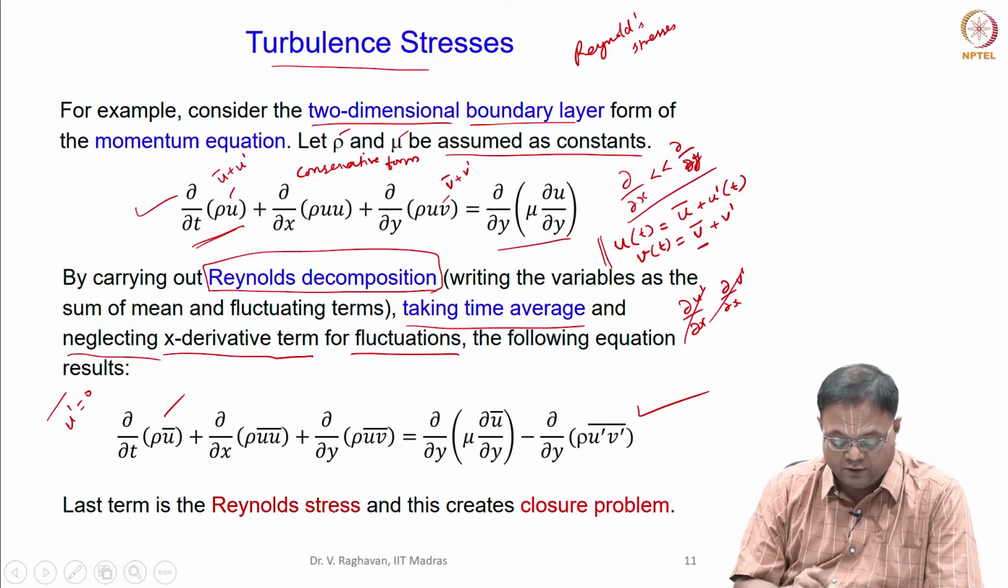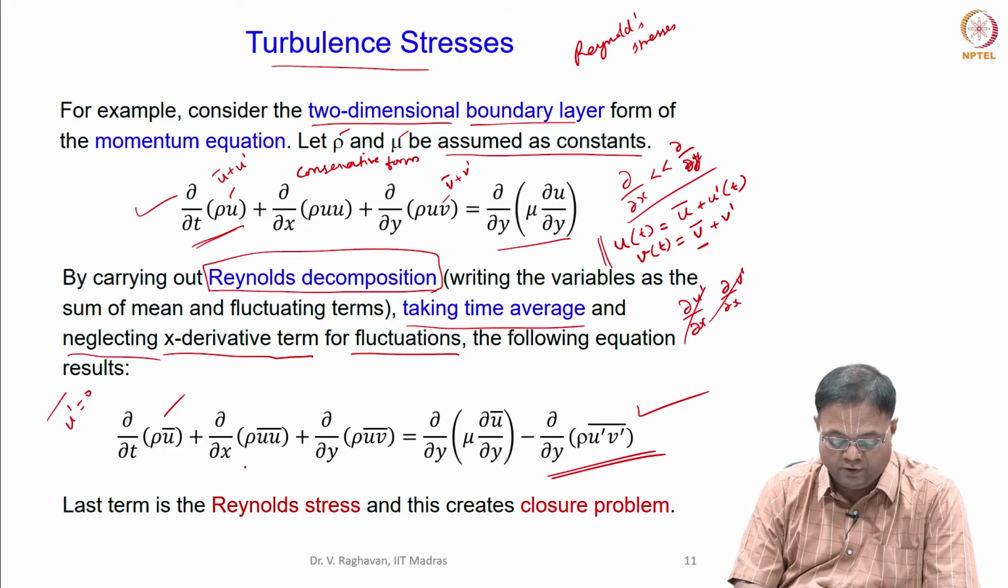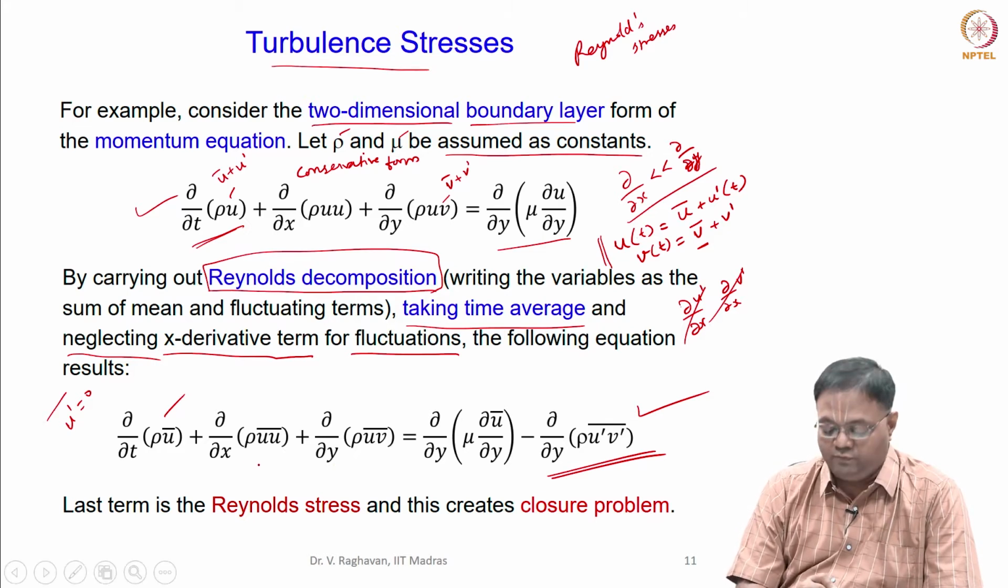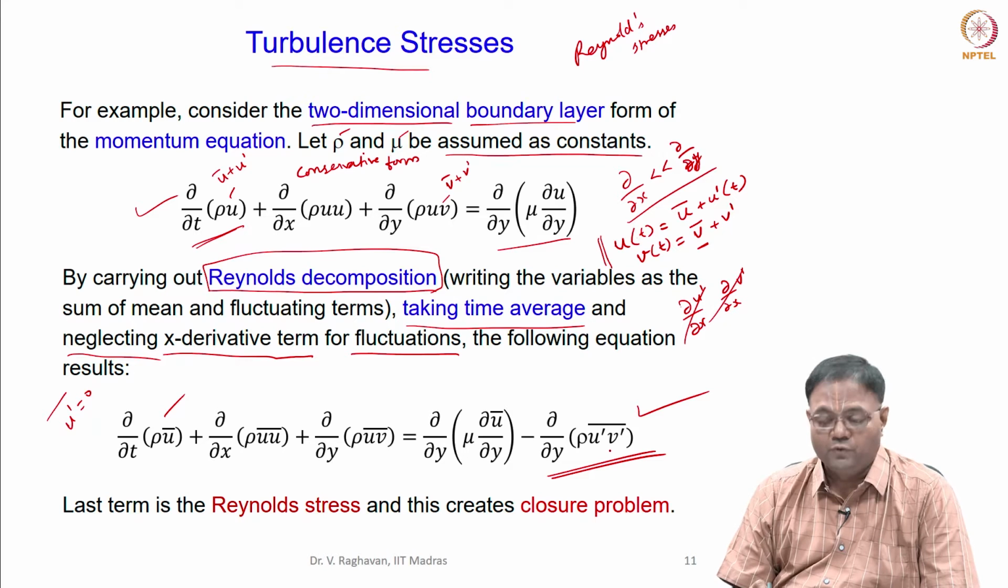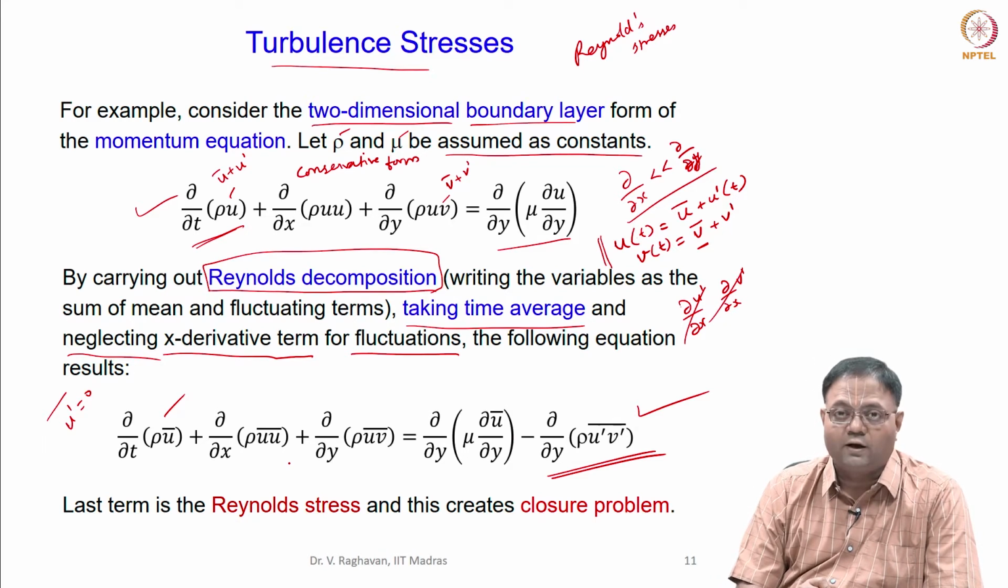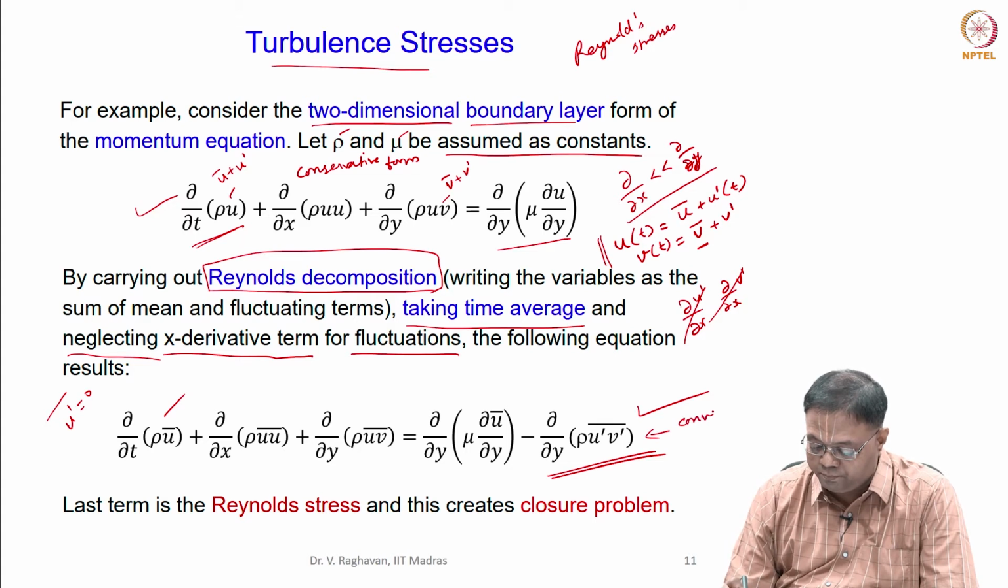However, the extra term which has come here is dou by dou y of, because I have already neglected the x derivative of the fluctuations but kept the y derivative of the fluctuations, dou by dou y of rho into u dash v dash. That actually comes in from the convective term.